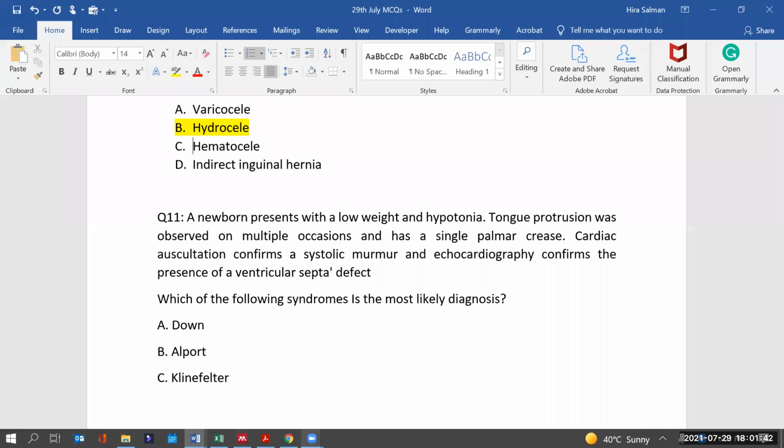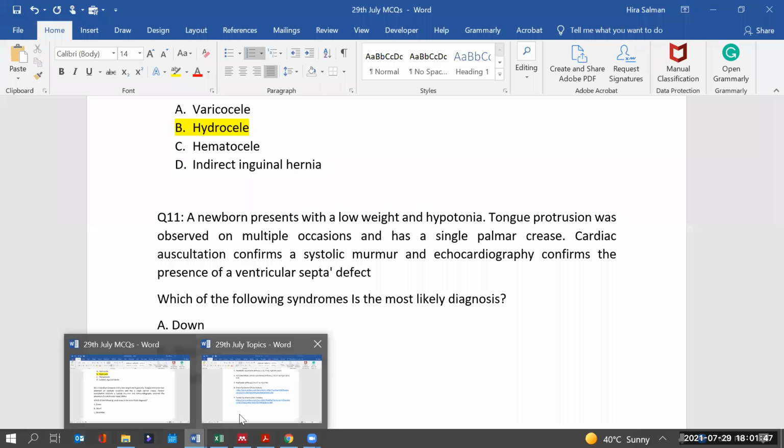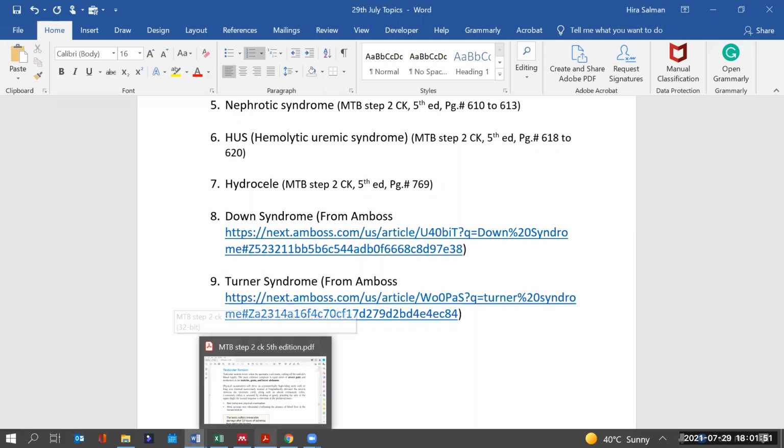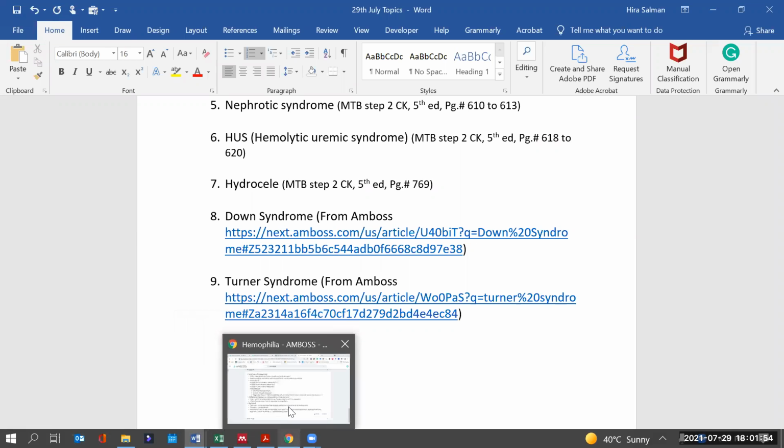Then we will go for Turner syndrome and Down syndrome. Two topics are remaining. Down syndrome we will cover from AMBOSS because it's not there in MTB. Turner syndrome also is not there in MTB.